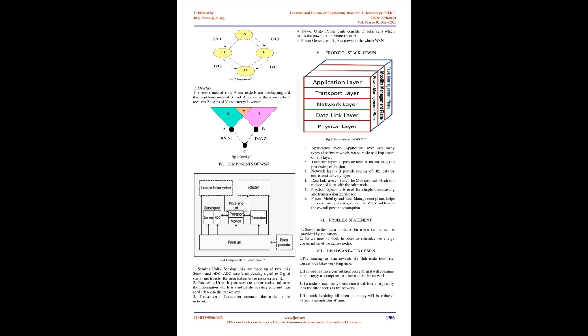3. As soon as node B receives the request, it sends the original data to its neighbor nodes, and similarly the process goes on until all the nodes in the network receive the data. 4. This process continues till all the nodes receive the data. 3. Advantages of SPIN. SPIN solves the problem of implosion and overlap, and thus achieves a lot of energy efficiency.